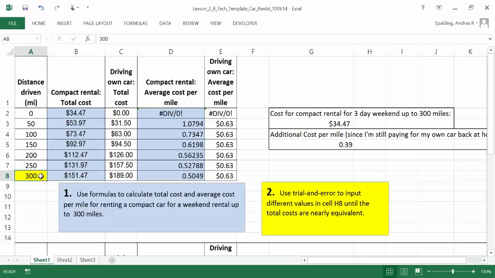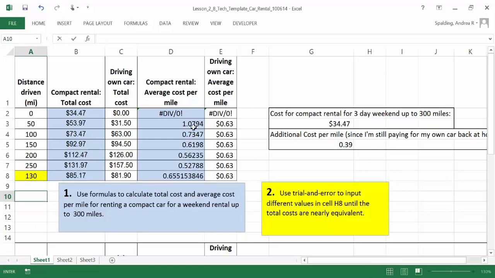Okay, so we're going to click in this cell and we're going to type in, we said 125. And let's see what the cost would be. So notice that the average cost is still higher for driving that compact rental. So let's change this a little bit. 130. I'm going to change the yellow cell. There we go.